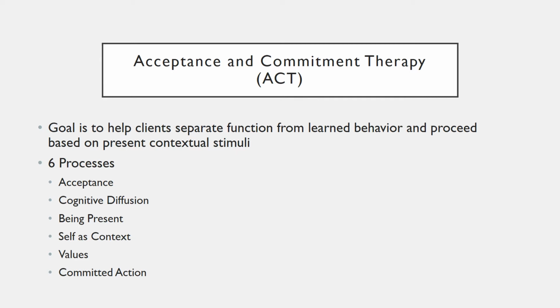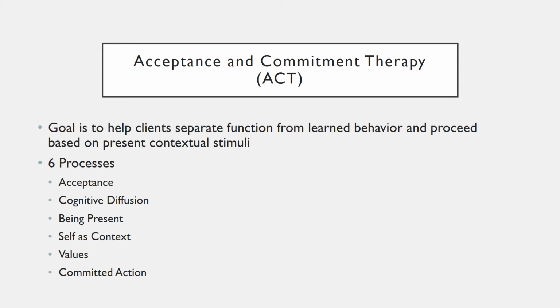So the goal of therapists utilizing ACT is to help their clients separate the function of their behavior from the topography of their behavior, and to proceed based on the present contextual stimuli. They use 6 processes to help their client develop behavioral flexibility. Those are acceptance, cognitive diffusion, being present, self as context, values, and committed action.